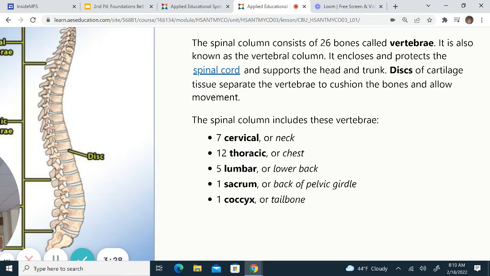So when people say that you break your tailbone, that's what they're talking about. That little bitty bone at the bottom. It looks like a tail. If you really look at it, it looks like a little tail you got.